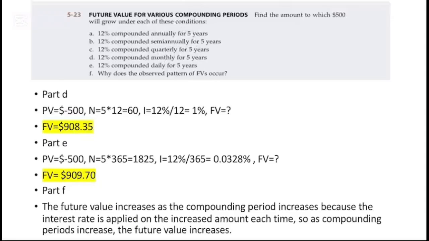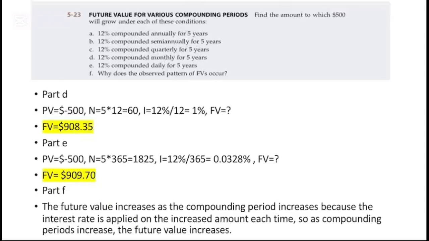For part D, we have to compound monthly. So we have to adjust N and I. For N, we will multiply 5, the number of years, by 12, since there are 12 months in a year. For interest rate, we will divide nominal interest rate 12% by the number of compounding periods, which is 12. Plug these values in the financial calculator and this is the future value that you will get. In part E, we have to compound daily for 5 years. So for N, we multiply the number of years, 5, by 365, since there are 365 days in a year. Divide the nominal interest rate 12% by 365 to get the adjusted I.